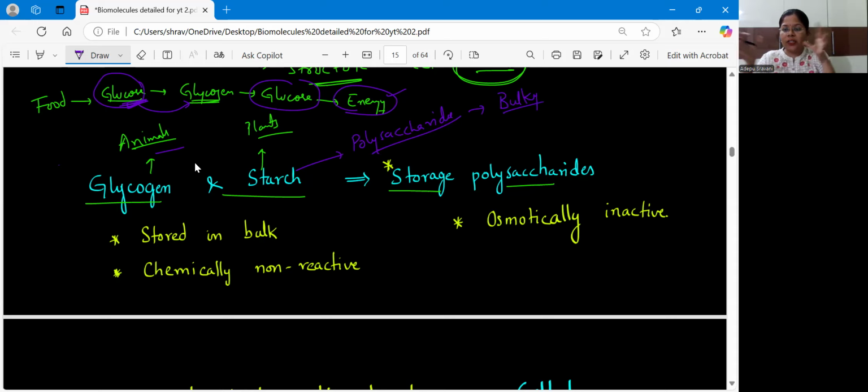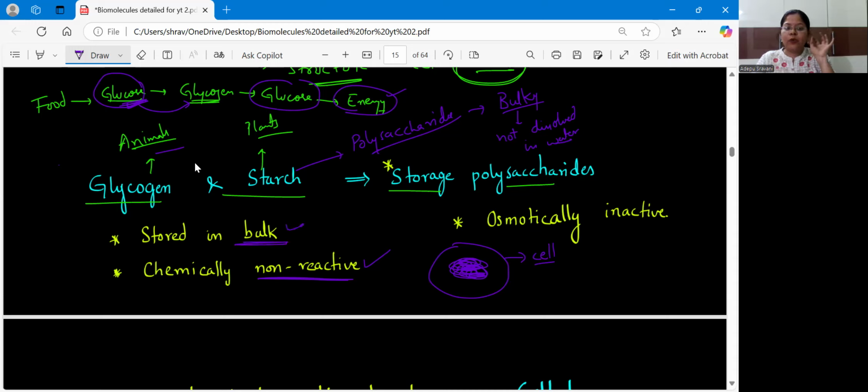That means they are very large, big molecules. So they are bulky and they do not dissolve in water. I mean, where do we have water? You can ask. In the cell, this is a cell. It can be a plant or animal cell. So in the cell, the glycogen or starch is present as it is without getting dissolved in the cytoplasm. So it is basically chemically non-reactive with the cytoplasm or the water which is present in the cytoplasm, and it is stored in bulk. Clear? So as a result, what happens?